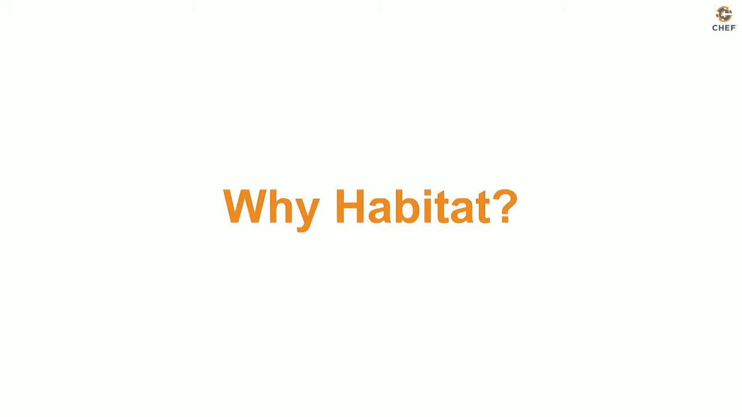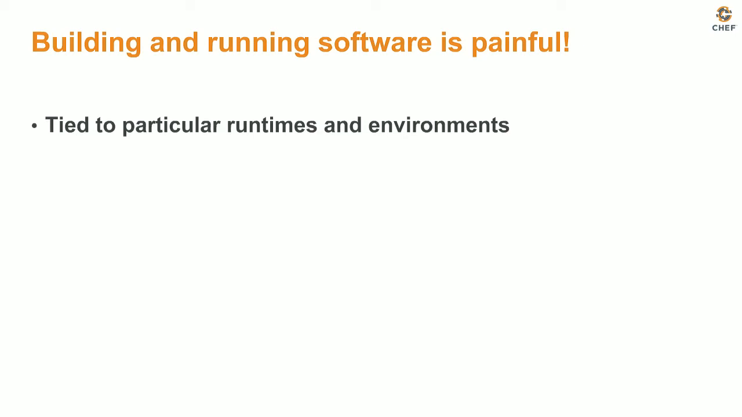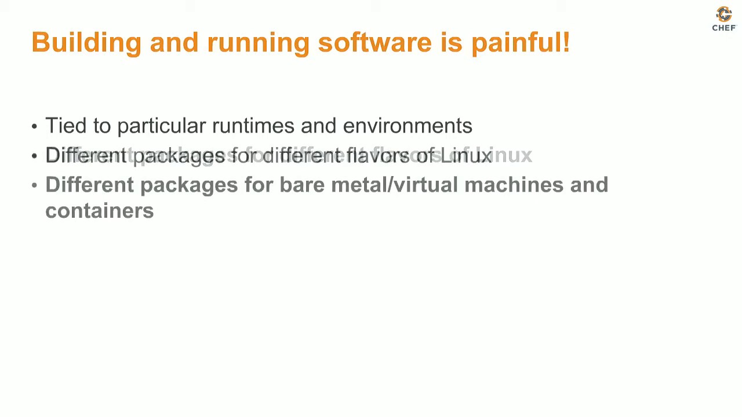Now, before we go into what exactly Habitat is, it's crucial to understand the why. Why would we create a new kind of automation? Why would we create this tool in the first place when so many tools are already out there? And the answer to this is pretty simple. It's because building and running software is still very painful. You're tied to particular runtimes and environments. You have to use one runtime for a Java application and another for a Ruby application. You need different packages for different flavors of Linux. You need a Yum package for Red Hat, a Deb package for Debian flavored Linux distributions, and you need different packages for bare metal/virtual machines versus what you need for containers.